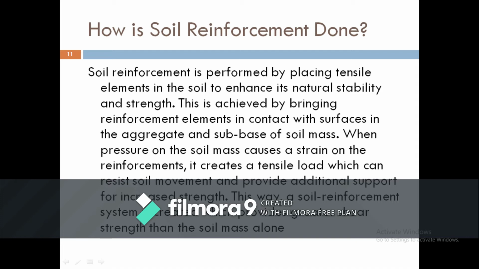So with this, what have we done? We have created a system wherein tensile strength is being given by the added element and the soil mass is resisting it. There is an interchange of forces between the reinforcement element and the soil mass. There is an interaction between those two elements which is making the soil have more stability. So that is how soil reinforcement is done.